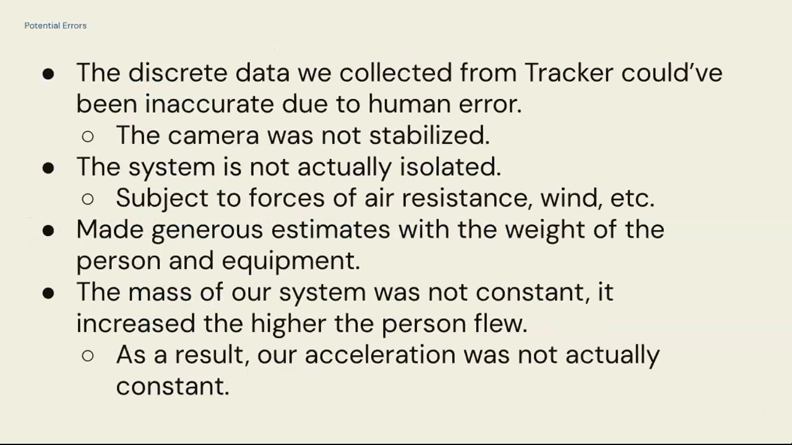Some of the errors include but are not limited to the discrete data we collected from the tracker could have been inaccurate due to human error, and also the camera was not stabilized in the video. The system is not actually isolated, which means that our system is subjected to the force of air resistance and wind. We also made generous estimates with the weight of the person and equipment, and the mass of our system was not constant, because it increased the higher the person flew, which we discussed earlier. As a result, our acceleration was not actually constant, which would have greatly affected our calculations.